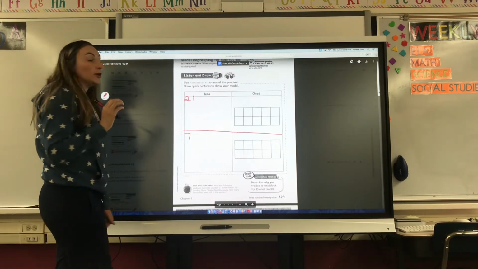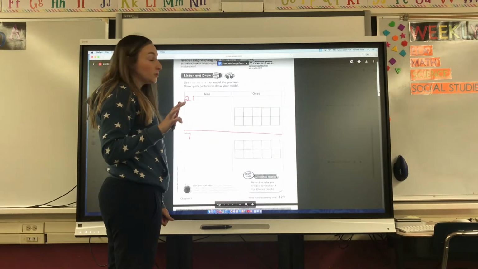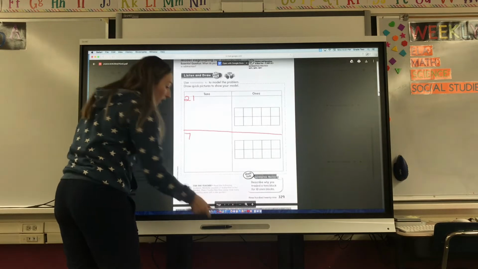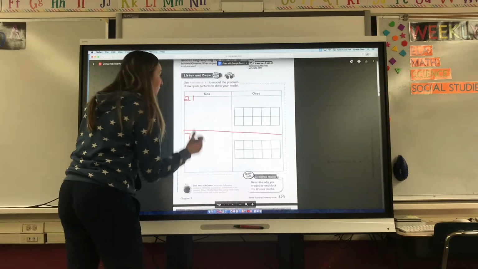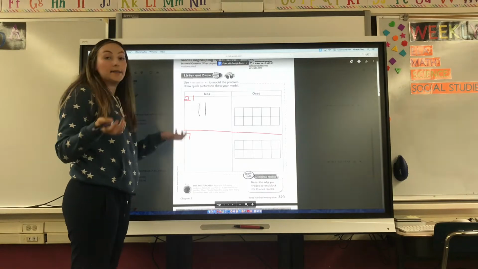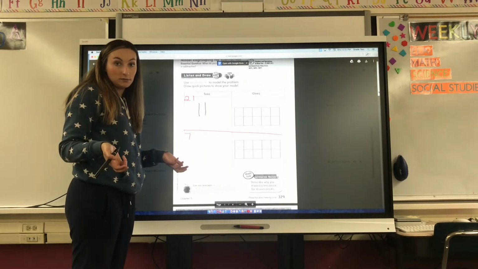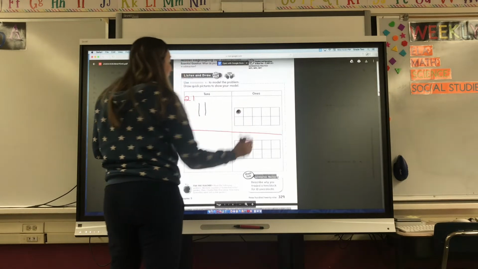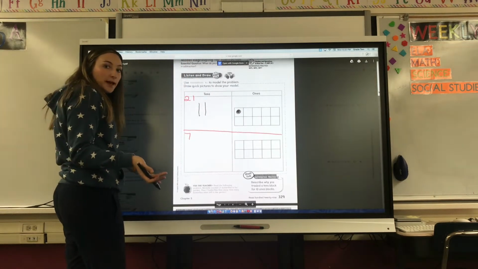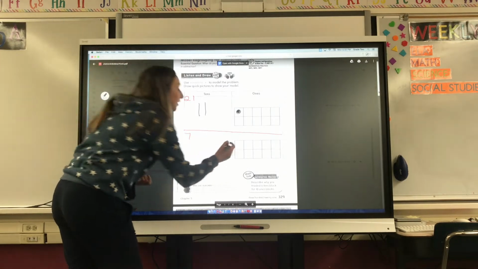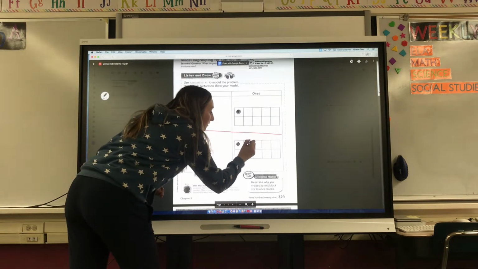Okay, so in 21, how many 10s do we have? We have 2, right? So I'm going to draw 2 10s. 1, 2. Okay, and then how many 1s do we have in 21? 1. So I'm going to put a 1 right there. Okay, and then how many 1s do we have in 7? Because we don't have any 10s, we have 7 1s. So I'm going to fill in 7 of our boxes.